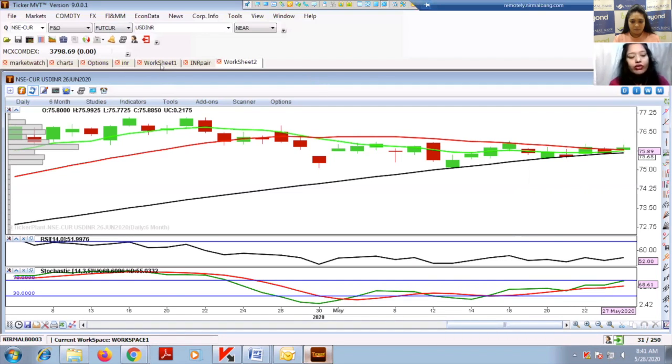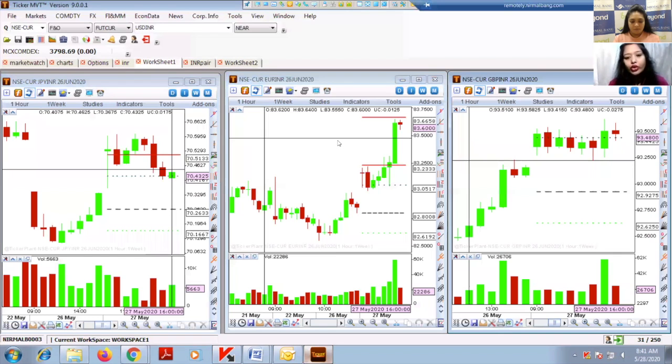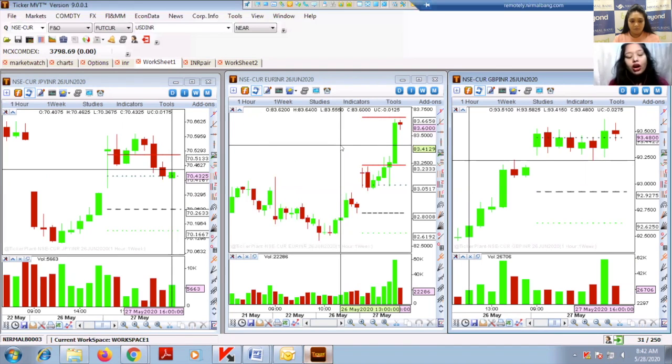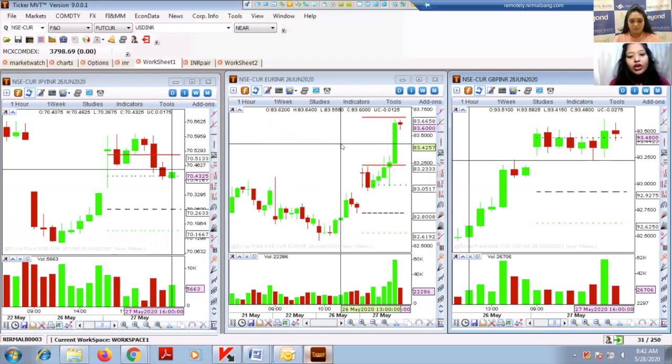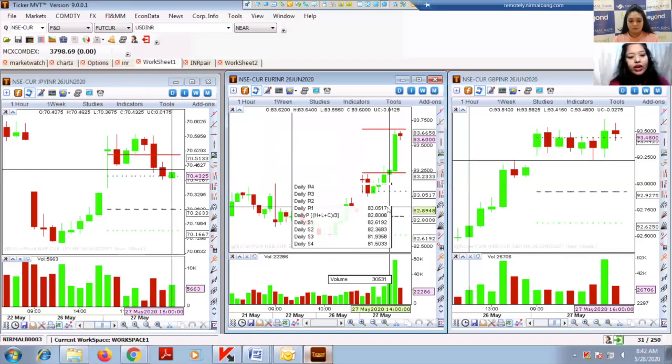Now if you look, obviously there is some positivity that is coming into the euro, so one can go long for the euro if it opens around 83.50, 83.46. So go long in the euro from the dip or from the low of the day. So 83.45, 83.50 would be a good level for the euro to go long on, and it can go around 83.75 in the coming sessions with a stop loss of 83.25.